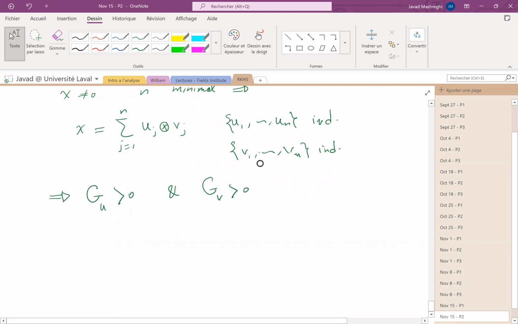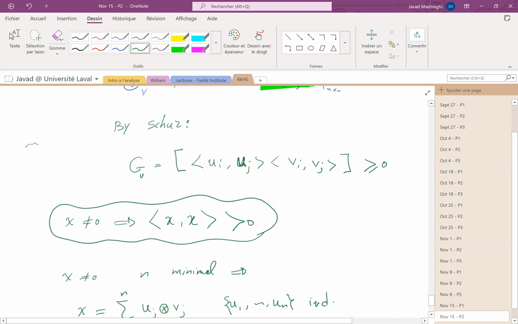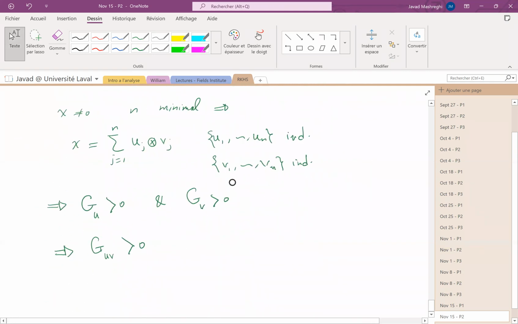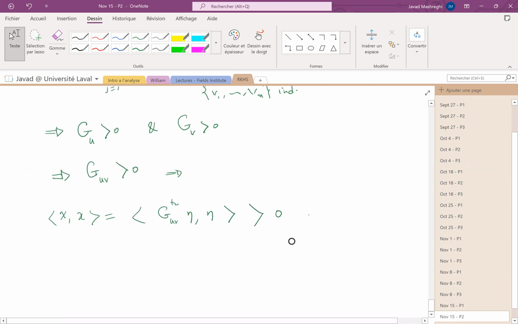And by the theorem of Schur, we show that if you have two matrices both strictly positive, then G, let me call it GUV, will be strictly positive. Did I call it GUV here? I simply call it G, but you can call it GUV. GUV is strictly positive, and this implies that the inner product of x and x is nothing but GUV transpose of eta with eta, and that will be strictly positive. Done. So you see everything comes together very neatly here.